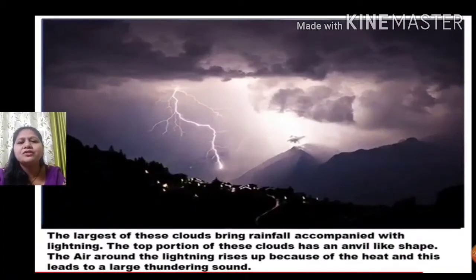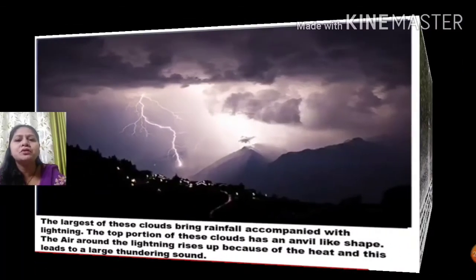So the largest of these clouds brings rainfall, as I said, with the lightning. You can see कि ये cloud जब आते हैं तो ऐसी बिजली कड़कती है, गड़गड़ आवाज होता है, that is thunderstorm भी आते हैं, okay? बिजली के साथ बरसात होती है, right? So it comes out with a huge sound.